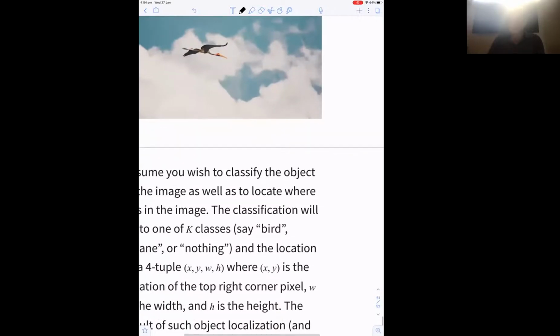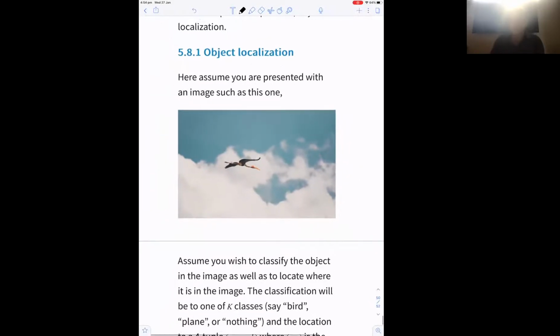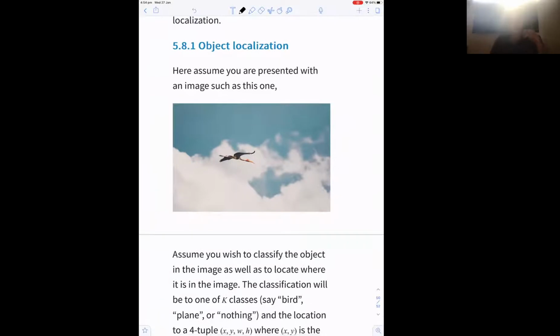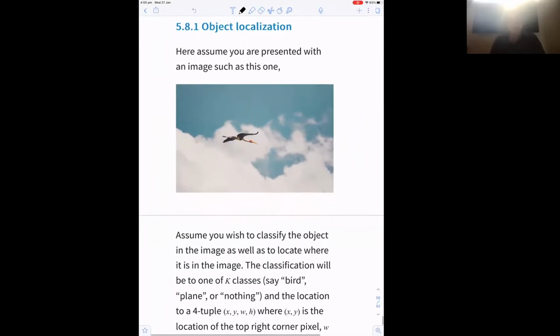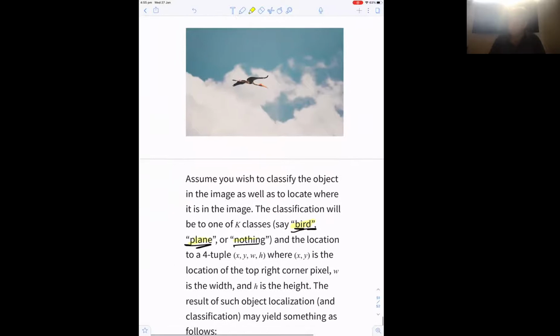So here's object localization. Bird in the sky, or stork or something like that, but let's just call it bird in the sky. This is the simplest of these tasks, and that's the only thing we'll do. The question is, one, what is it? Is it a bird? Is it a plane? Is it Superman? Or is it nothing? Bird, plane, or nothing, that's the first question. The second one is, where is it?